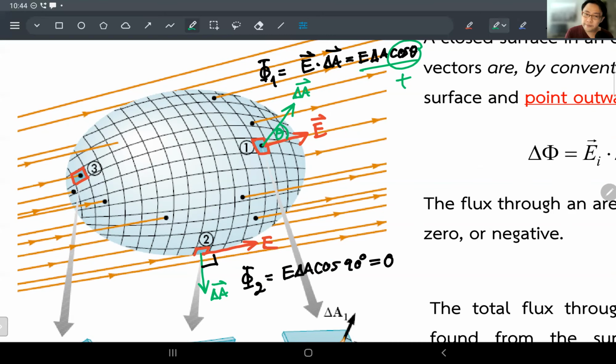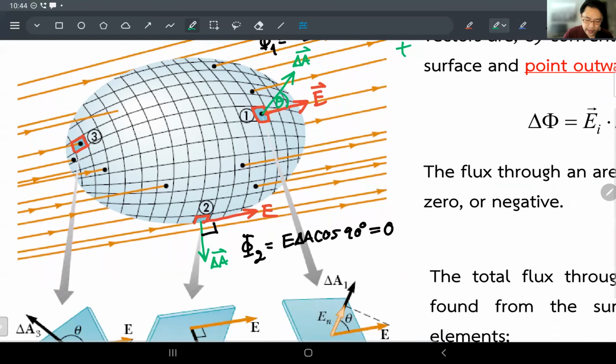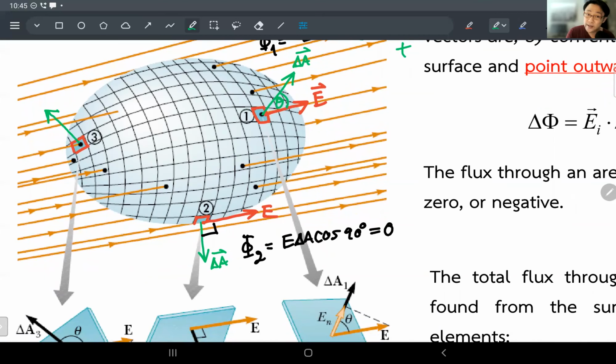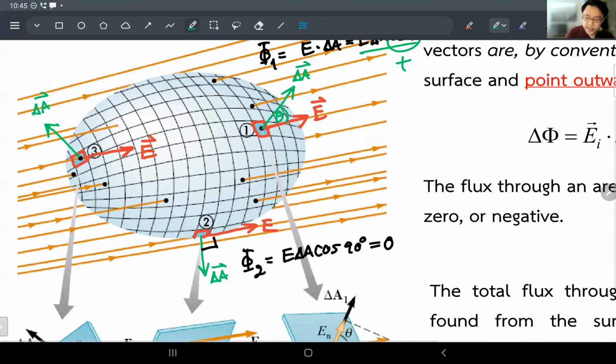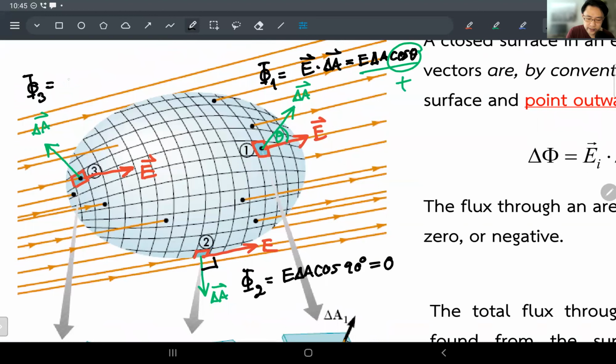Now move on to number three. You look at the left side of this balloon, and you can see that now your surface area is sort of pointing backward relative to the electric field that is still pointing forward to your right side. Cool? So in this case, you do the same calculation just like before. The flux through surface number three is going to be E times delta A times cosine theta. But now your theta is going to be bigger than 90 degrees. So everyone knows that this cosine theta will eventually give you a negative value. So now you can see that you can have positive flux, zero flux, or negative flux, depending on the direction of the E and the A.